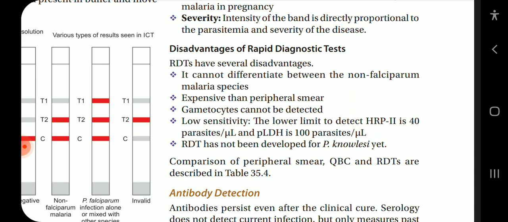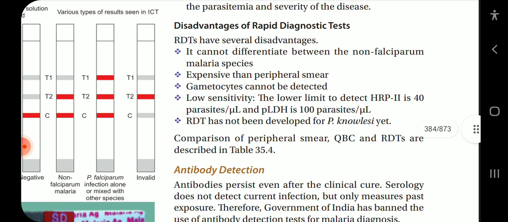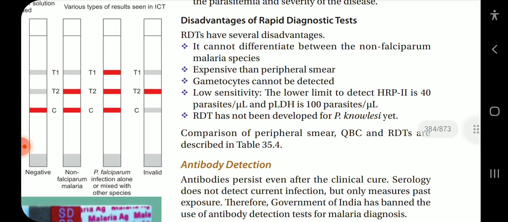Disadvantages of the rapid diagnostic test. RDTs have several disadvantages. They cannot differentiate between non-falciparum malaria species. They are more expensive than peripheral smear. Gametocytes cannot be detected. Low sensitivity: the lower limit to detect HRP2 is 40 parasites per microliter and PLDH is 100 parasites per microliter. RDT has not been developed for P. knowlesi yet.